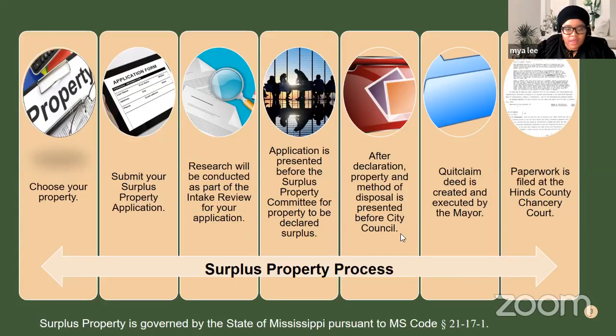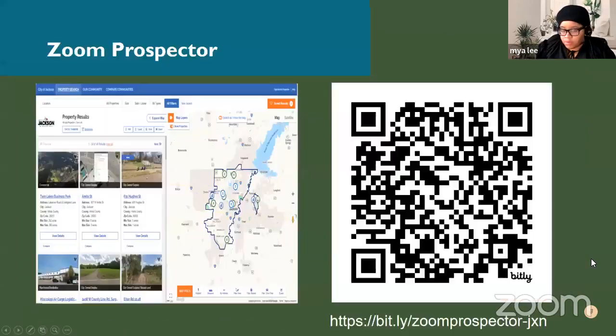So our second item on our agenda was looking at Zoom Prospector. Zoom Prospector is a system that allows you to see our available properties. This system is being updated on a continuous basis.